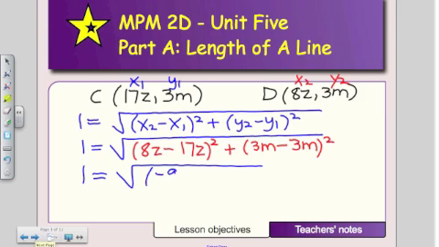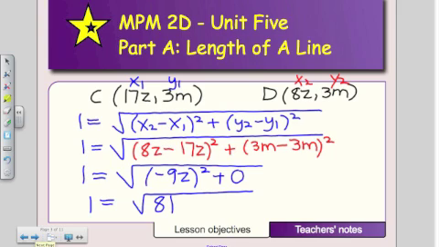-9z. And 3m minus 3m just gives you 0, so we can ignore that. 0 doesn't exist, so I can focus on my -9z. Remember that you have to square both your number and your variable. So -9 squared: -9 times -9 is positive 81, and z squared is z squared.